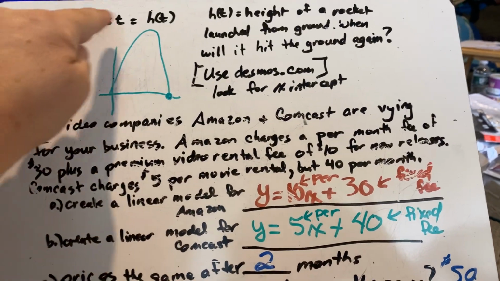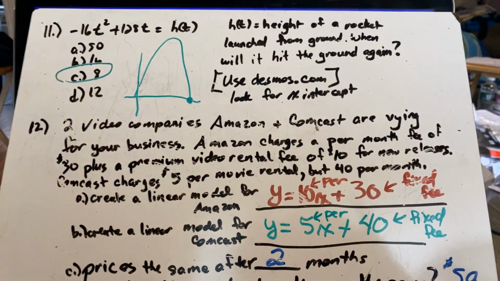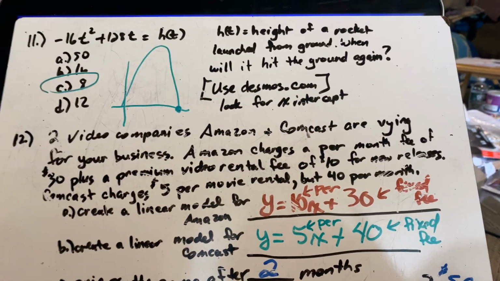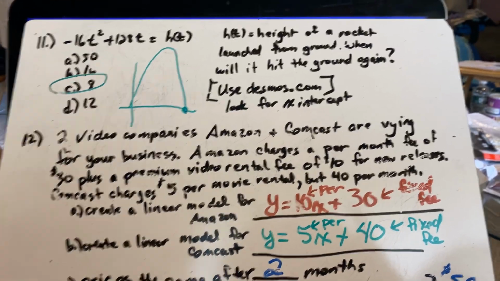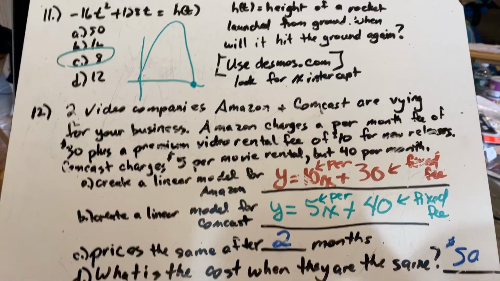You can substitute in for t, set the height equal to 0, because when the item is on the ground, the height off the ground is 0. And you can substitute, and very quickly you'll see 50 is way too big, and you'll be able to narrow it down. Okay, moving on to number 12.